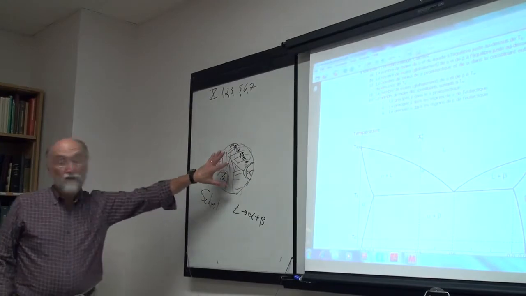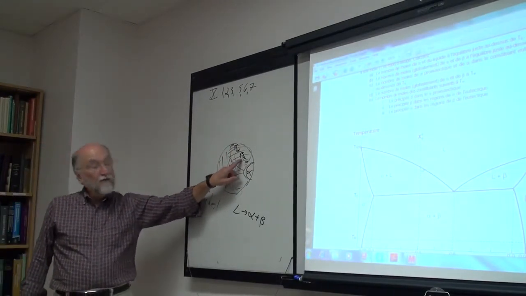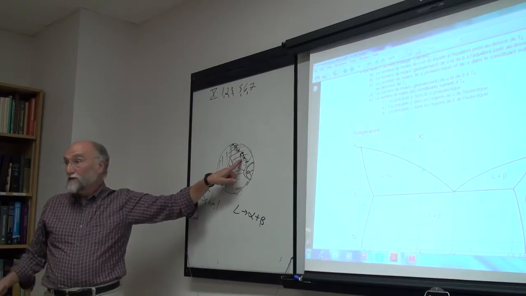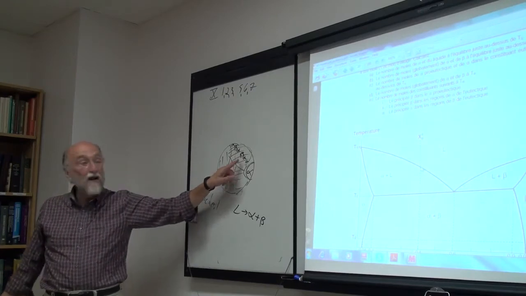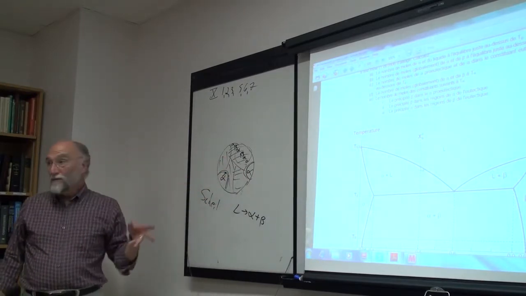This is a two-phase mixture because the alpha in the primary and the alpha in the eutectic are the same phase with exactly the same composition. Thermodynamically, they're the same phase. They're in different places, but they're the same phase.